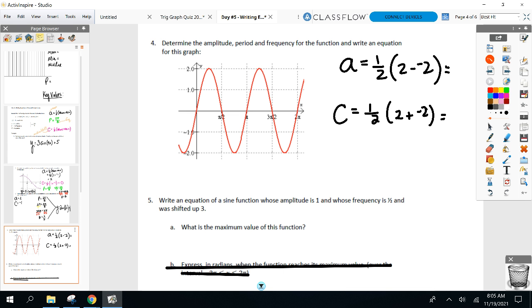A value 2, C value 0, no shift. Now it gets a little tougher. Finding the B value. So you use your period formula to find B. First of all, is this a sine or a cosine curve? Sine. Now remember, the period's not 2 pi because that's the last marking here. That's not how this works.